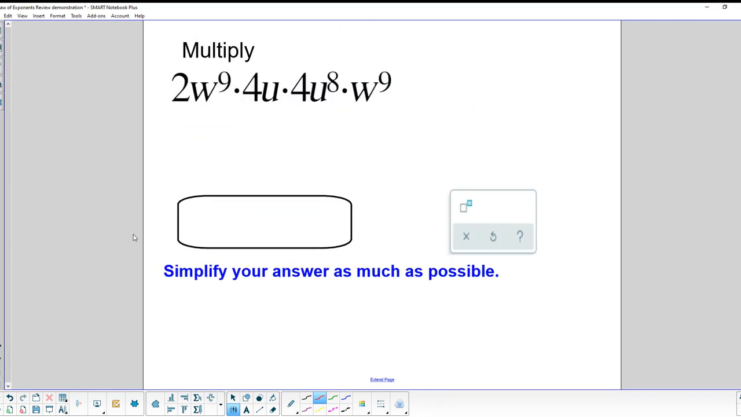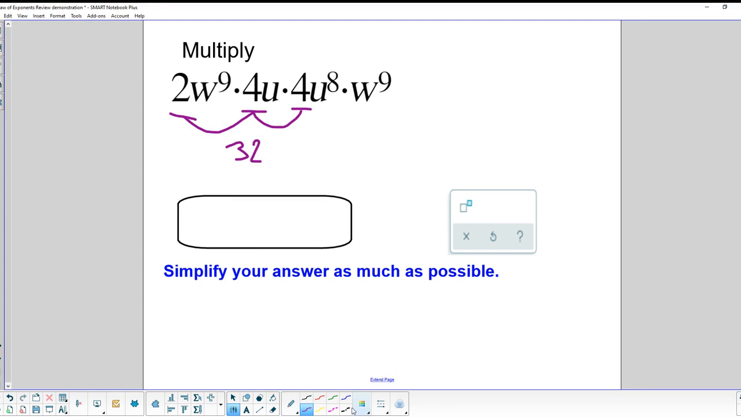So this time we got 2w to the 9th times 4u times 4u to the 8th times w to the 9th. So in this case we have 2 times 4 times 4. So 2 times 4 is 8, and 8 times 4 is 32.